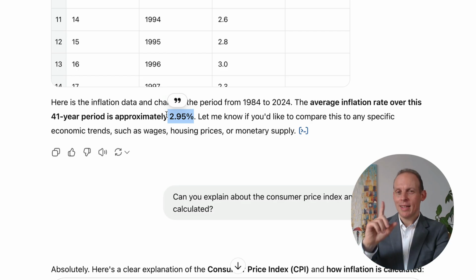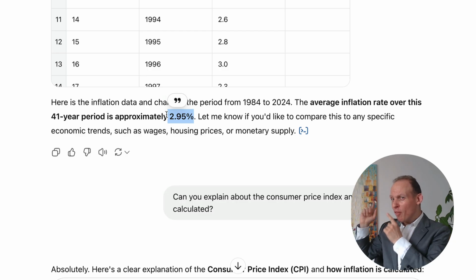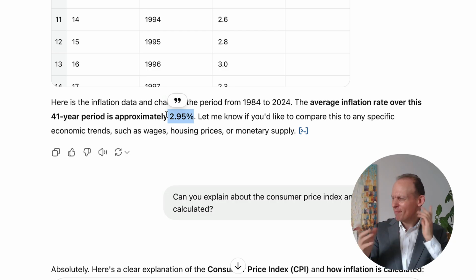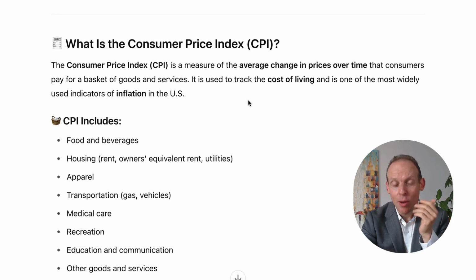Great. Now let's get to all the ways they're tricking us. How did we get to 5.05% when the reported rate is under 3%? I asked it, can you explain about the consumer price index and how inflation is calculated? Sure, here is how it's calculated.